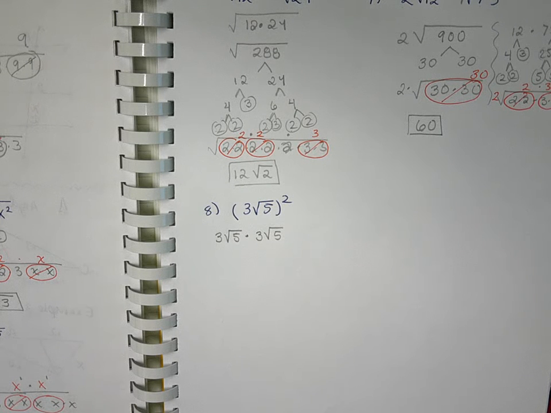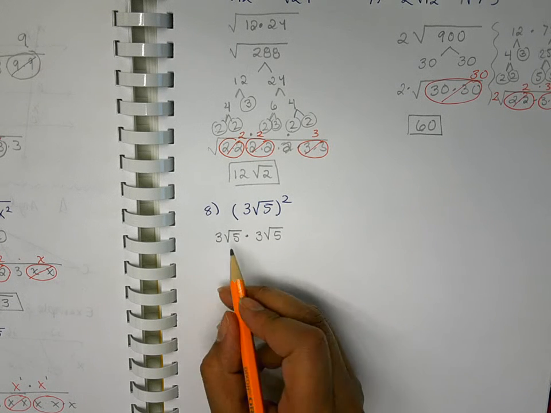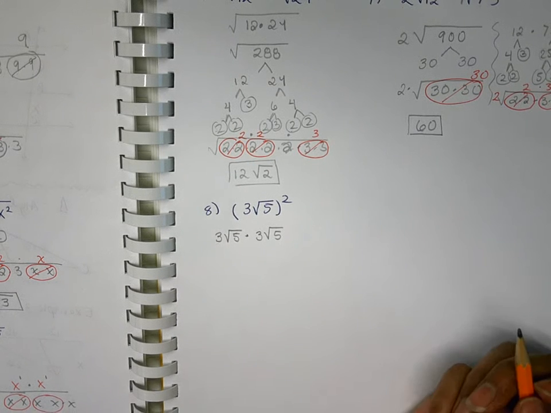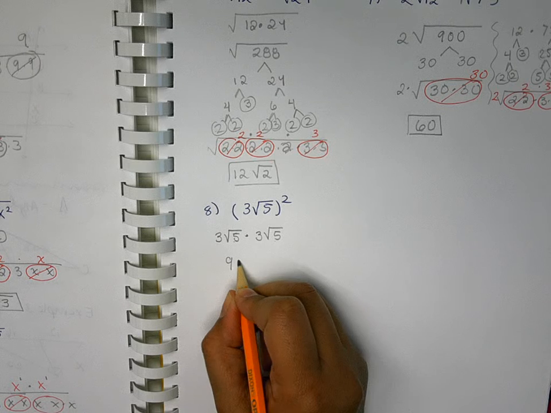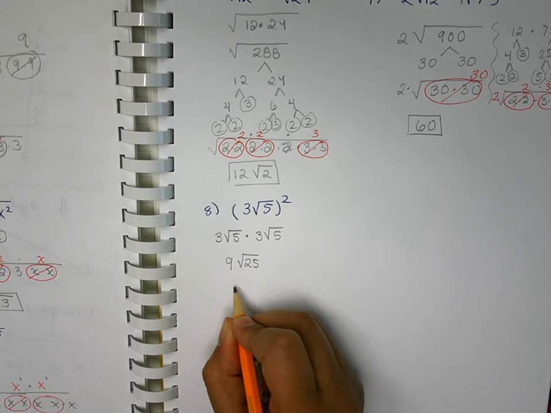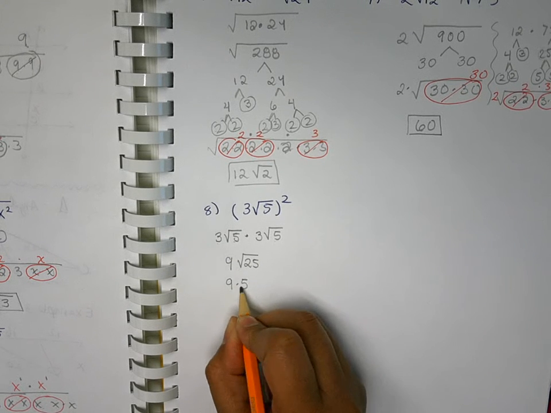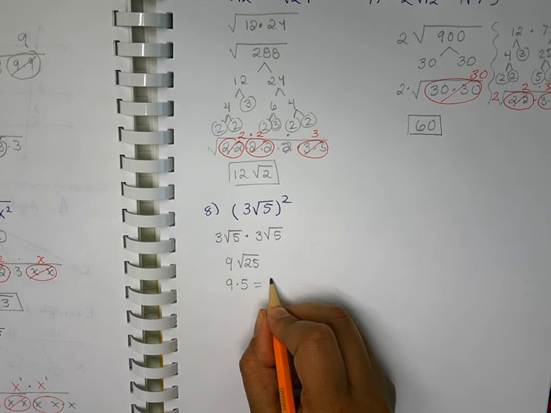Okay. Now, just like we did before, you multiply the coefficients. What's 3 times 3? 9. What's 5 times 5? 25. And what's the square root of 25? 5. So I have 9 times 5, which is? 45. 45 is the answer.